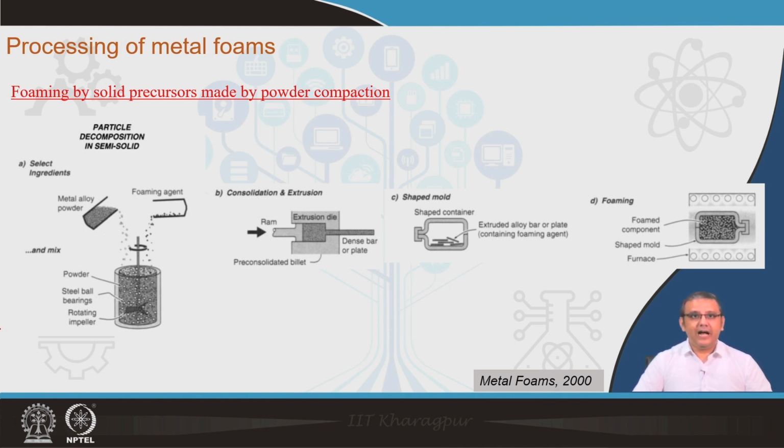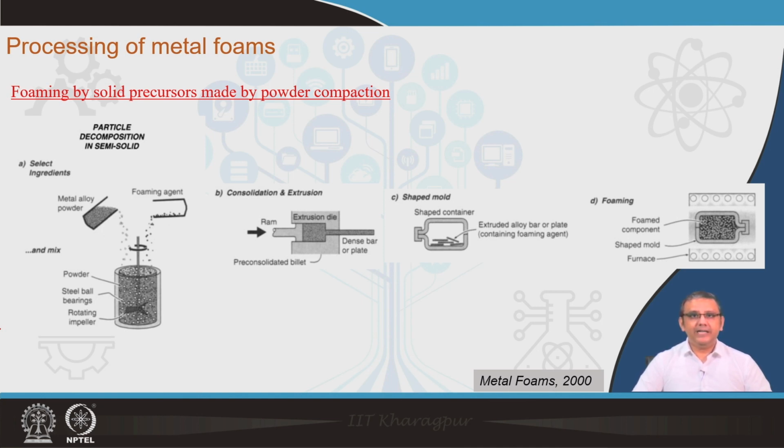Initially an intimate and homogeneous mixture is formed between the metal alloy powder and the foaming agent. The foaming agent content is typically only a few weight%, and this mixture is uniformly made typically in a tumbler mixer, as you can see in the first part, image A of this slide. Subsequently, when this uniform powder mixture has been formed, the next step, as with many other processes already discussed, is consolidation and extrusion.